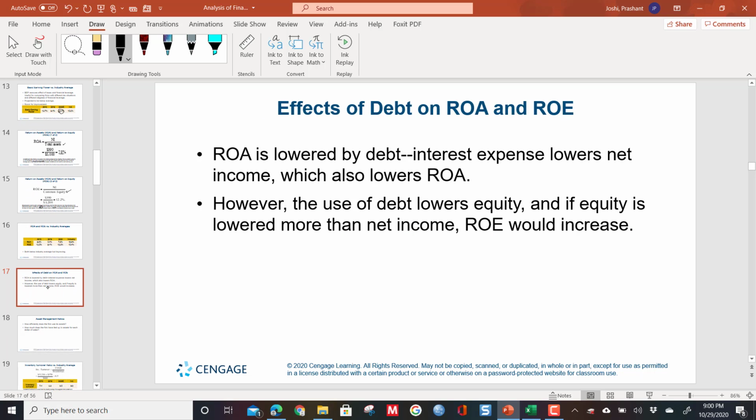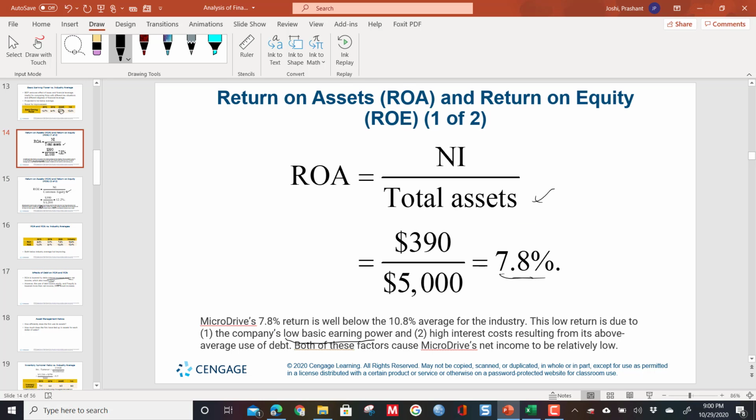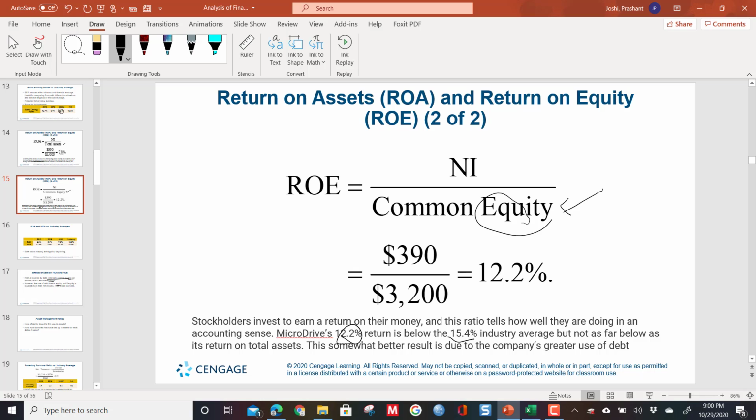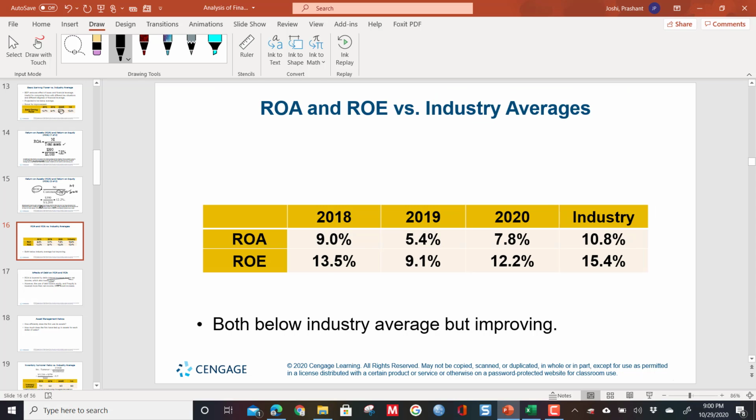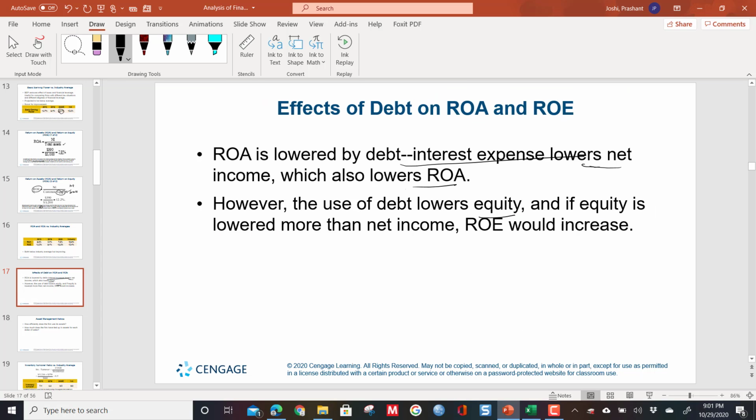Return on asset is lowered by net interest expenses, and that lowers net income, which also lowers return on asset. However, the use of debt lowers equity, and if this denominator is lower relative to net income, then obviously return on equity shows an increase.